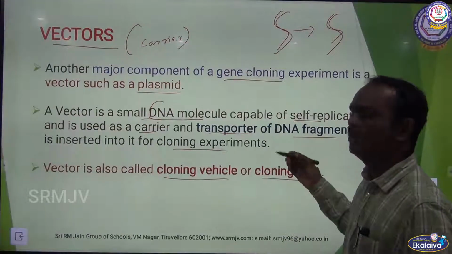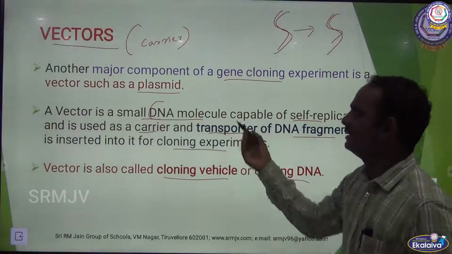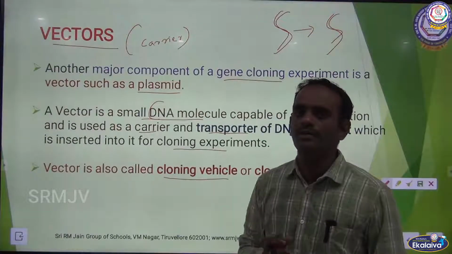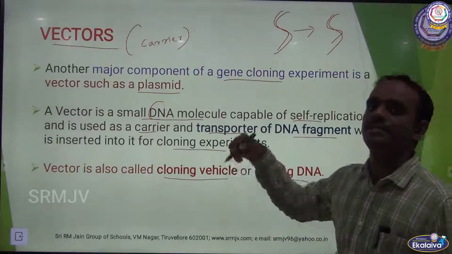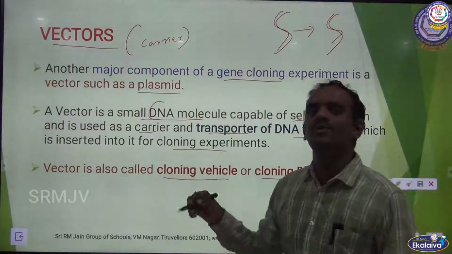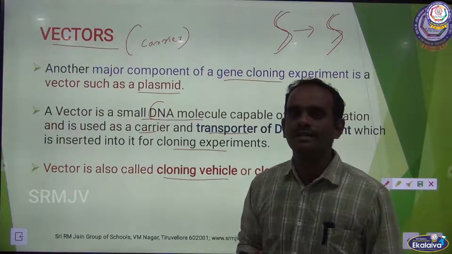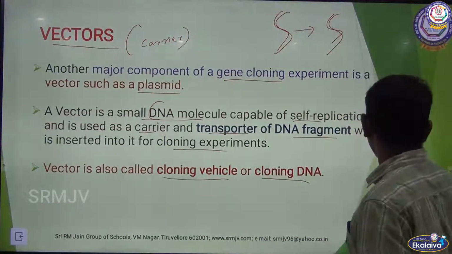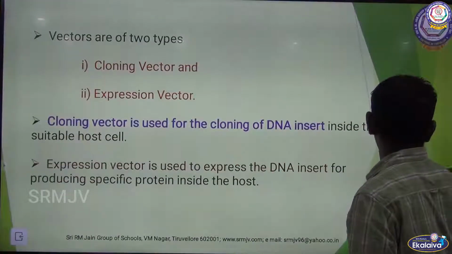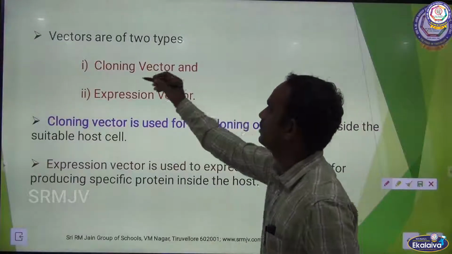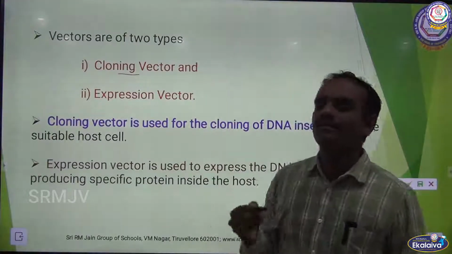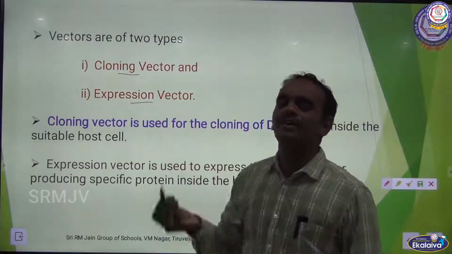Why is it said to be cloning DNA? A vector is nothing but a small DNA molecule only, no? It is involved in gene cloning, so it is said to be cloning DNA. Do you get my point, children? Yes. Vectors are of two types, children. One is the cloning vector, another one is the expression vector.